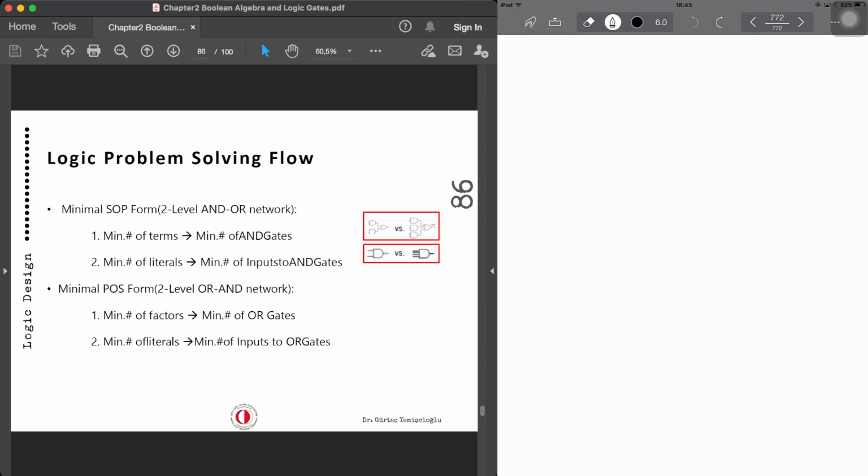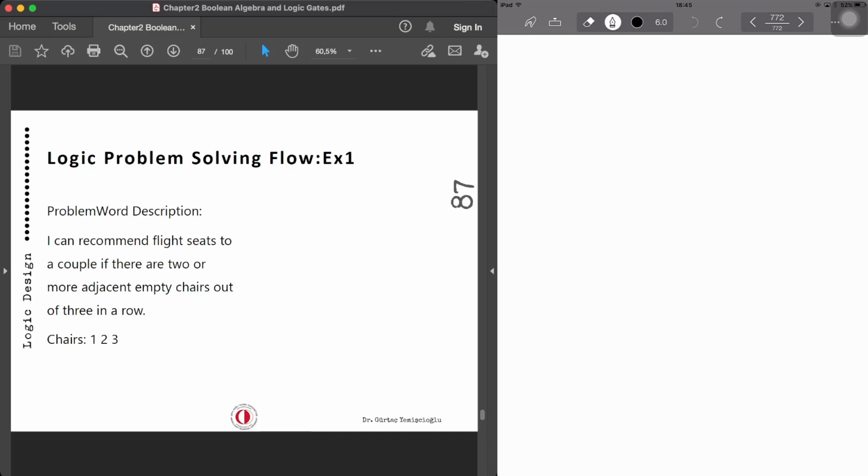Minimum number of terms means minimum number of AND gates, and minimum number of literals input to the AND gates. Product of sum forms: number of factors means number of OR gates and so on. These can all be simplified so that we can have an expression or an implementation from which we can derive the circuitry. Okay, let's see the first example.